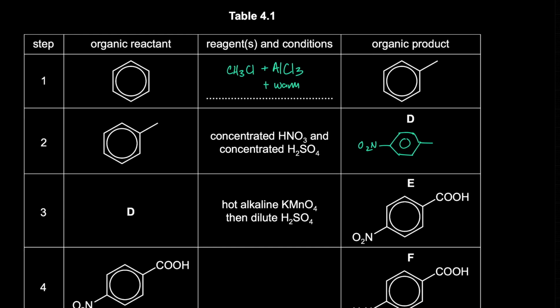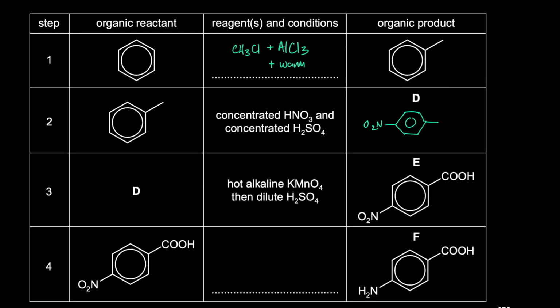Okay. In the third step, D is reacted with hot alkaline KMnO4 and then acidified. What that does is it converts the methyl group into a carboxylic acid. If you use alkaline conditions, you make the salt of the acid. So you make CO2⁻, and then that CO2⁻ reacts with more acid to form CO2H. That's why we acidify.